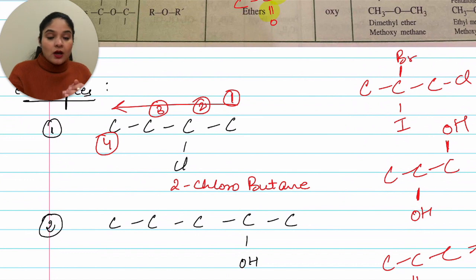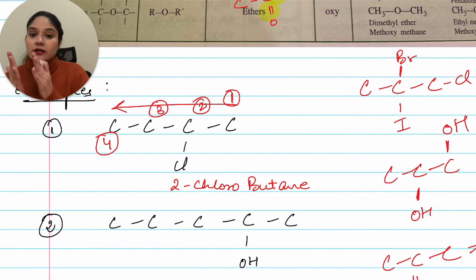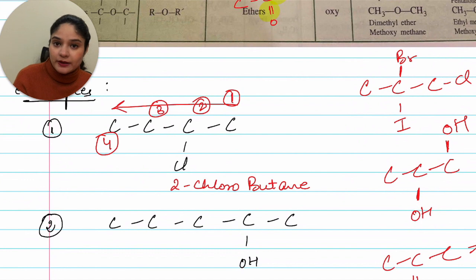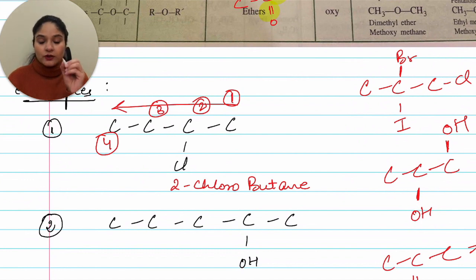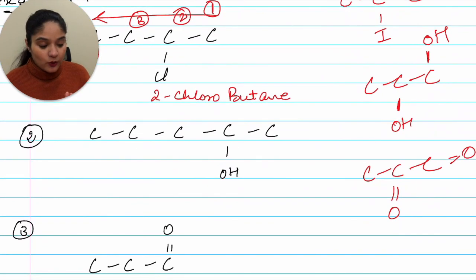2-chlorobutane. One rule that you have to understand is that all the numbers are separated by a comma, and a number and an alphabet are separated by a dash, a hyphen. So it is separated by a dash. Now let's try this one.